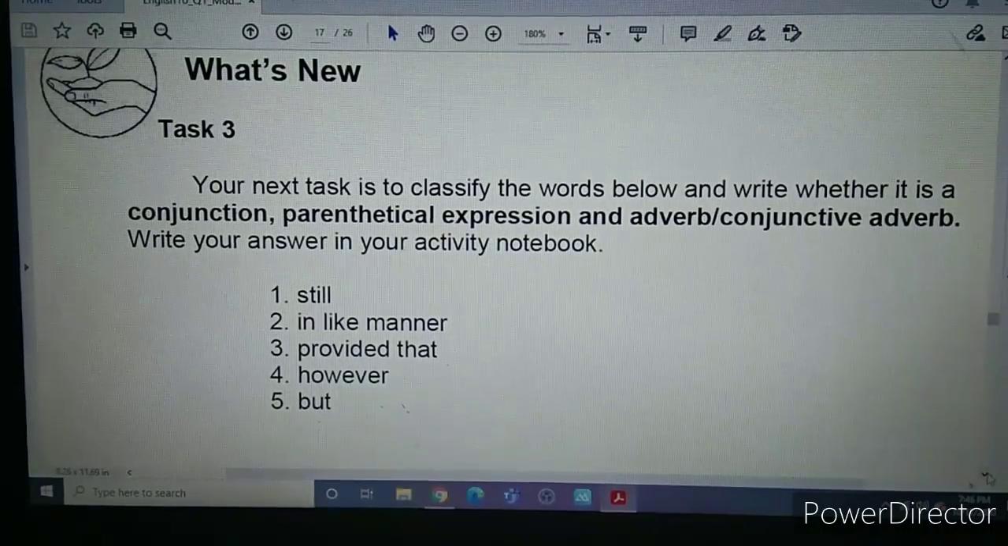Provided that is an example of, yes, parenthetical expression. Now let's move on to number 4, however. However is an example of conjunctive adverb. Now, last but not the least is we have the word but. But is an example of conjunction. Congratulations, guys! I hope all of your answers are correct.